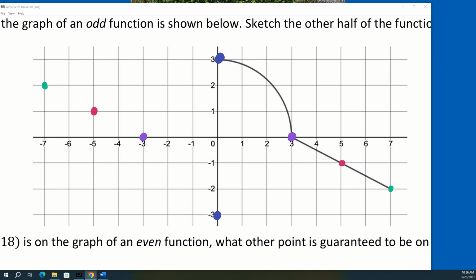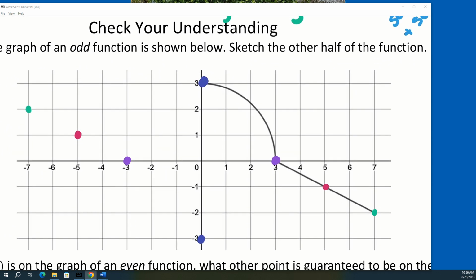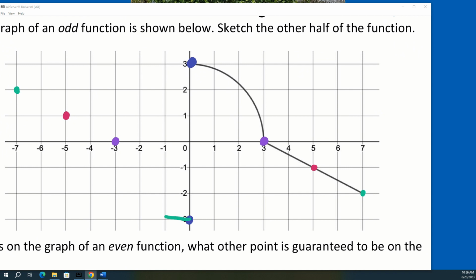Okay. And then try your best to draw a quarter circle. It's harder than you think. And then a line segment. So that's the other half of the graph. And they don't have to touch each other. It's fine. They don't. It's still a function. All right. Any questions on that?